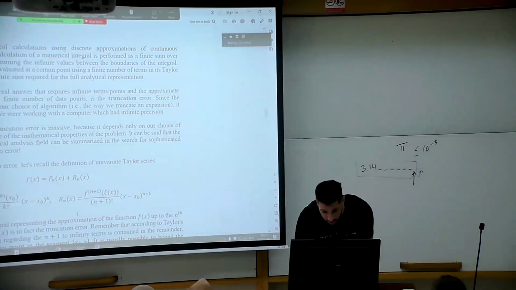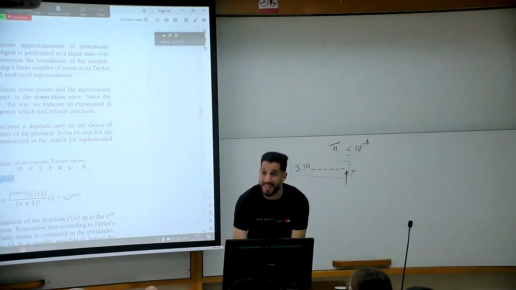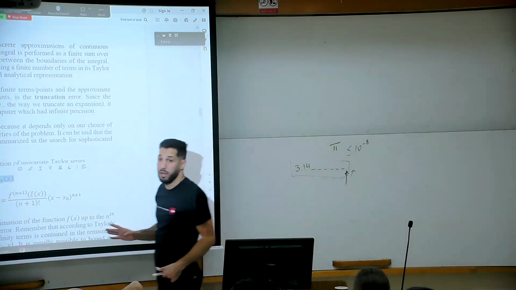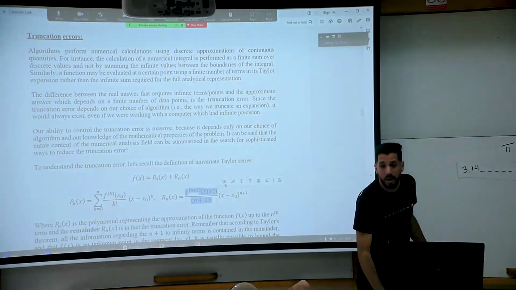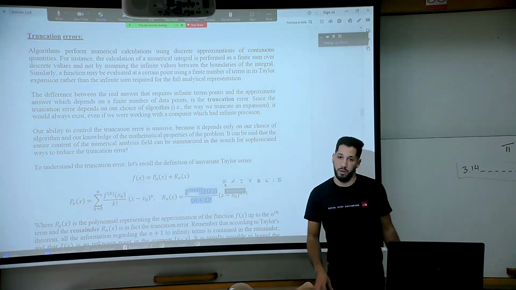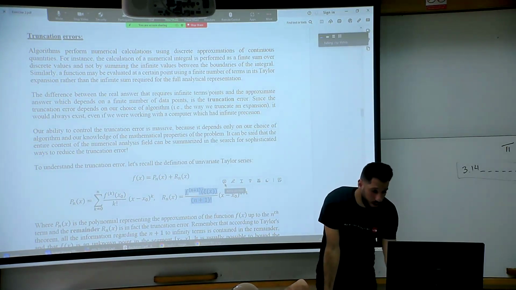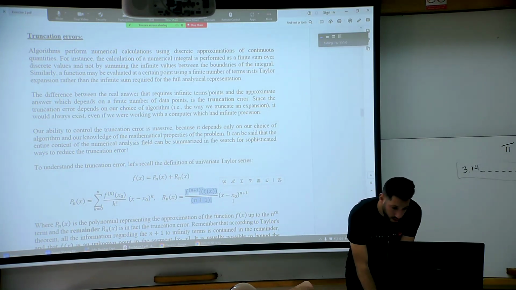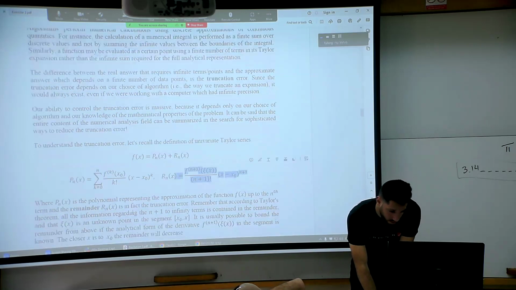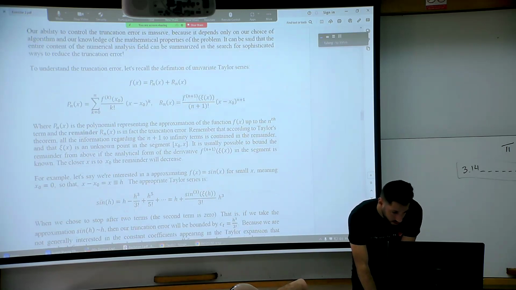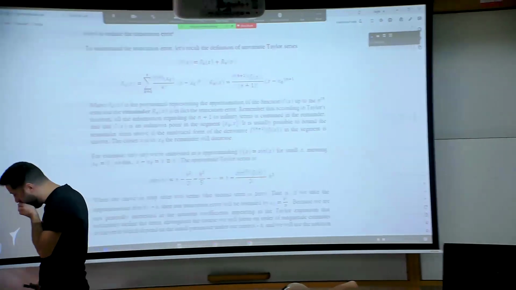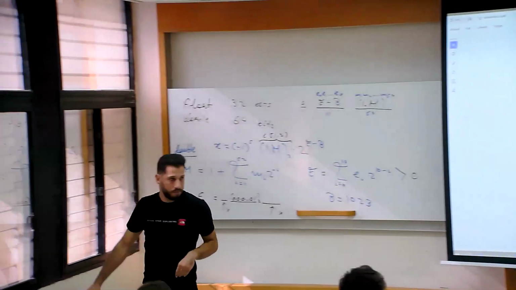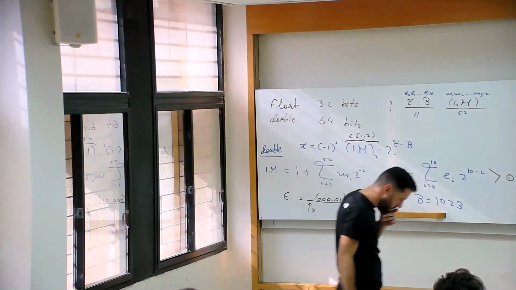So this equation is exact. But because we know this function mathematically, we can bound this number, and then give a general bound of this remainder. Okay, so let's see that in a simple example that you already know.